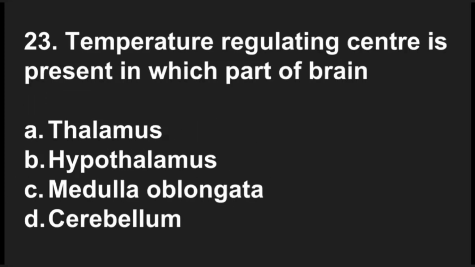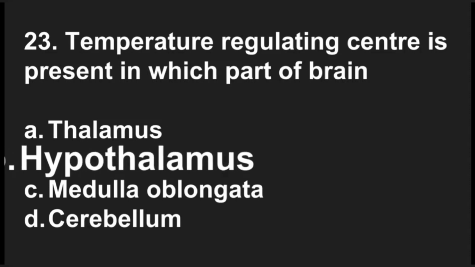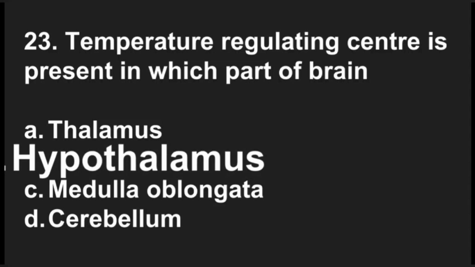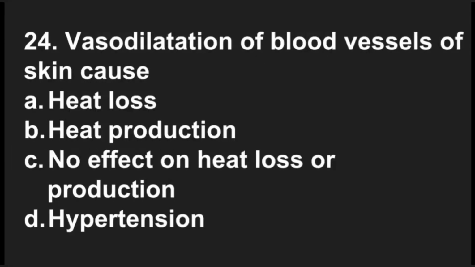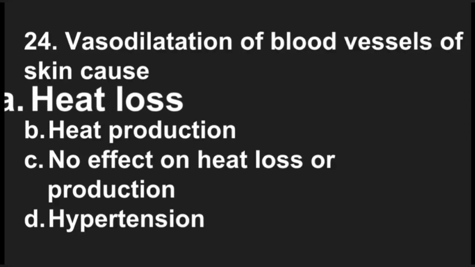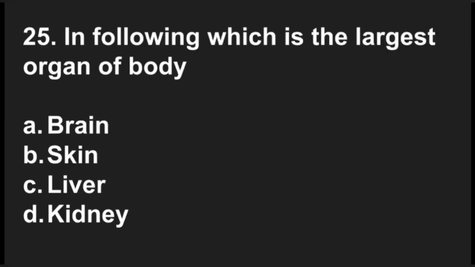So all above. Temperature regulating center is present in which part of the brain? See, it is present in the hypothalamus. Vasodilatation of blood vessels of skin causes heat loss. Which is the largest organ of the body? See, liver.